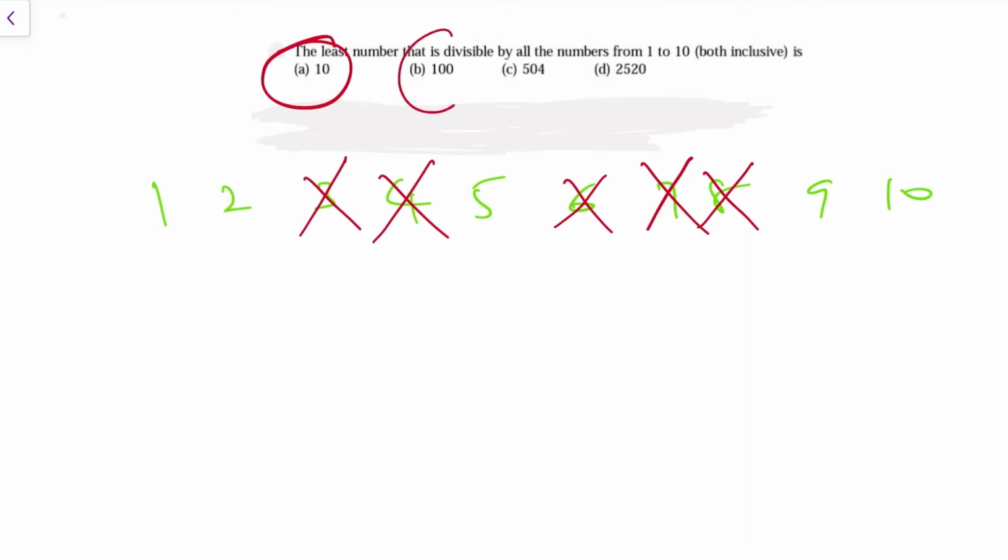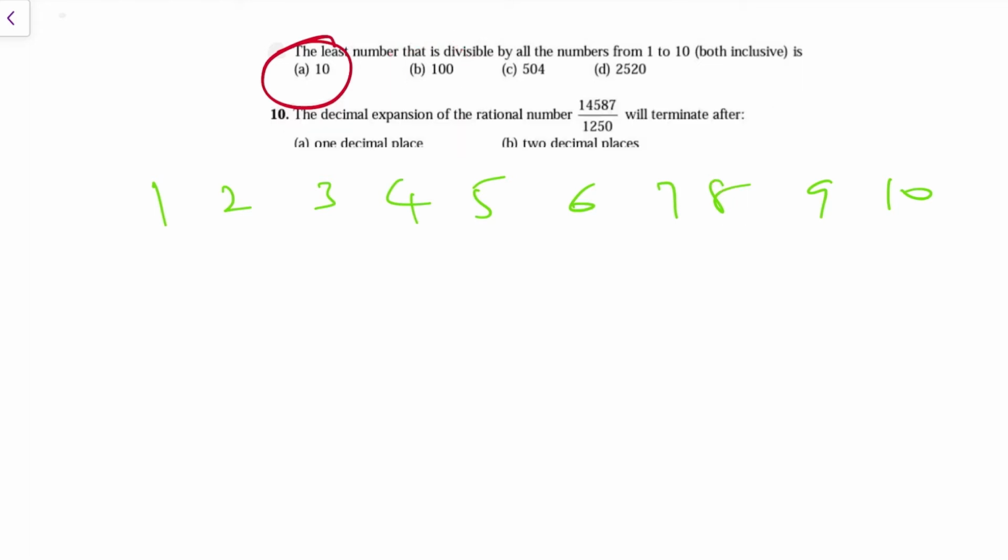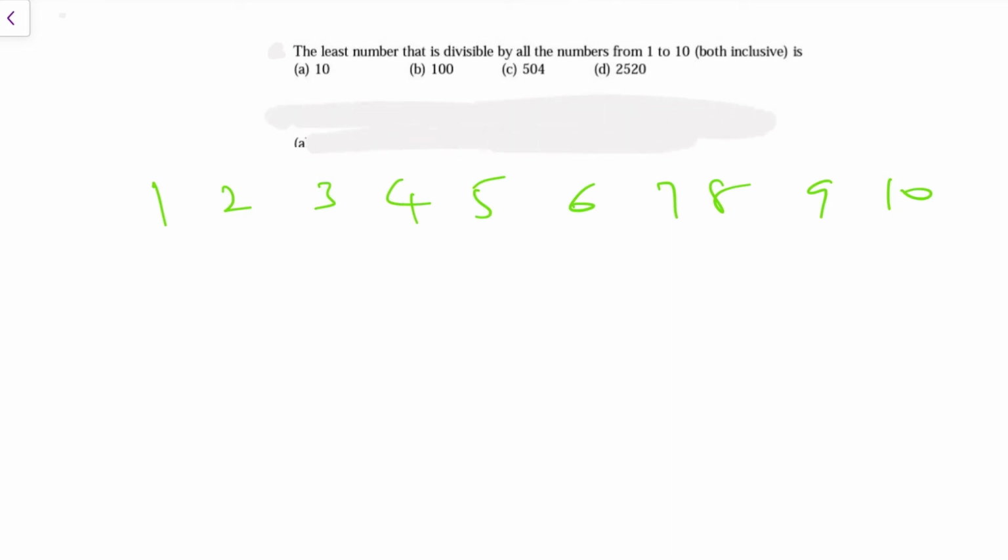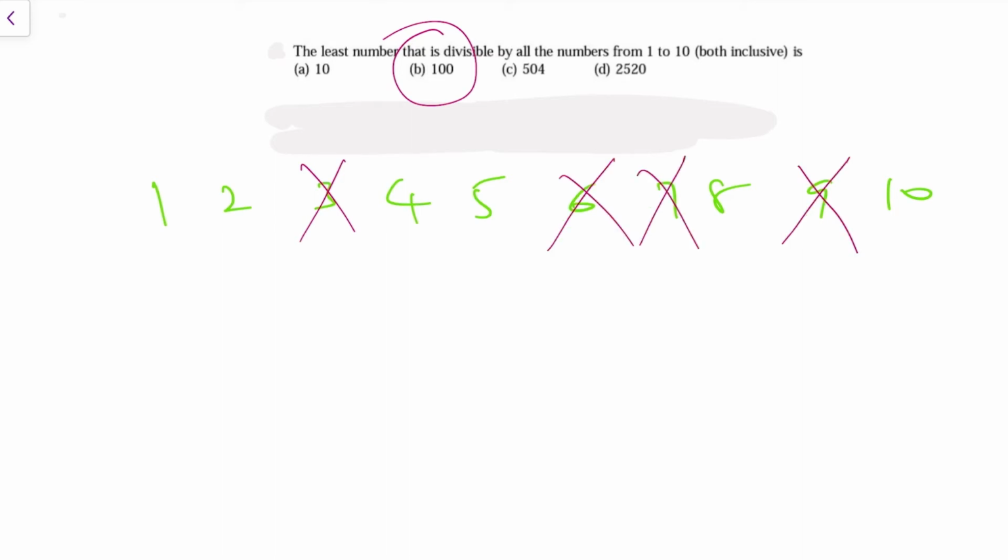Next, the second option is 100. Now if we observe the second number, that is 100. 100 is not divisible by 3. 100 is not divisible by 6. 100 is also not divisible by 9. 100 is also not divisible by 7. So option 2 also I can remove easily.